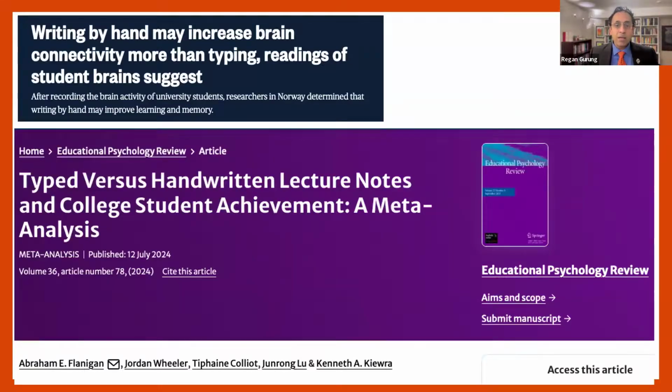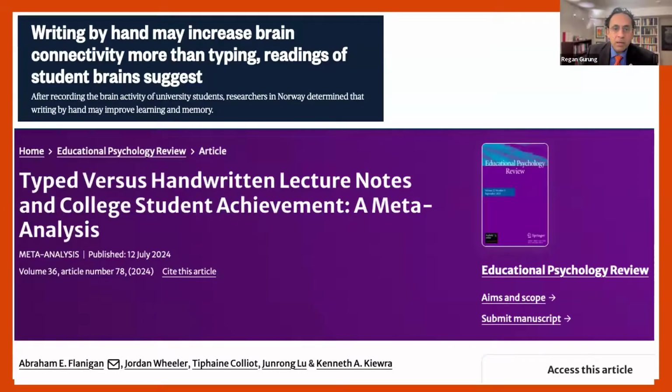This 2024 meta-analysis actually suggests, hey, Mueller and Oppenheimer had something there. The students who are handwriting do seem to be doing better in terms of achievement, right? They're not saying that the typewritten notes folks are doing badly, but across the board, it seems to be that the handwriting notes are doing better.